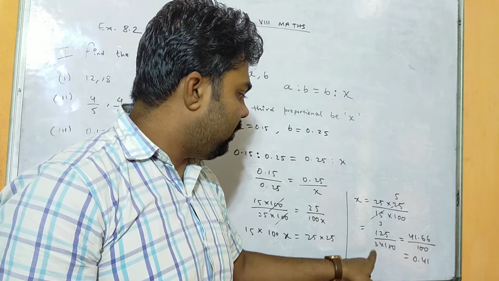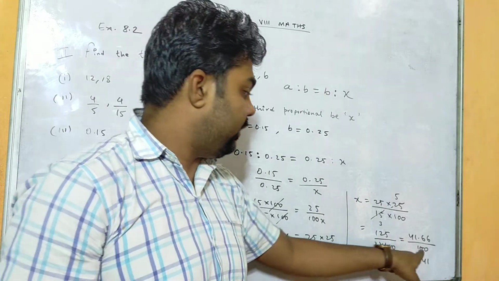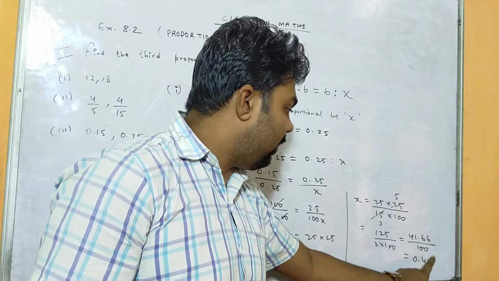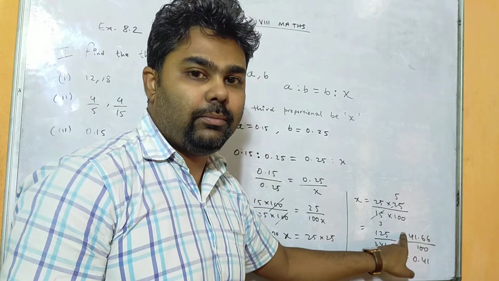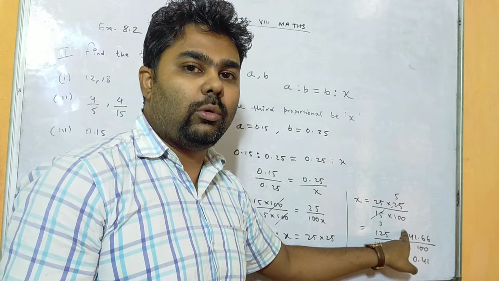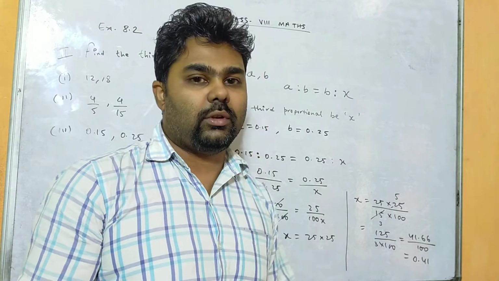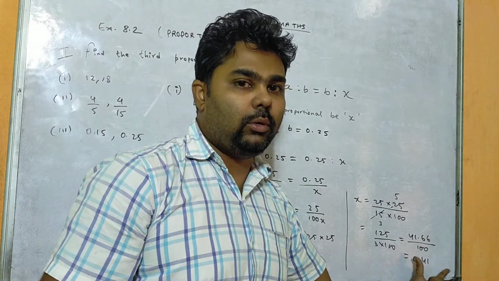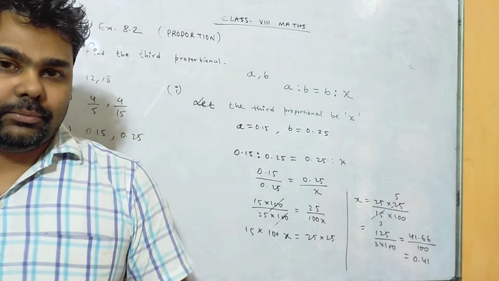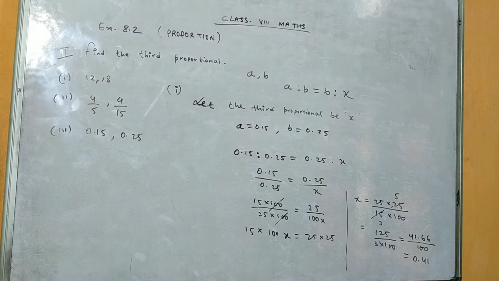So 125 by 3, when you divide, you will get 41.66 and we have 100 down. Now these two zeros, you put point after 2 digits here. Okay, that means the answer will be 0.41. So this is our required answer. The question was in decimal, so the answer should also be in decimal. Okay, do not leave it in fraction. So similar type of questions we have in our exercise book. So those decimal questions you will be solving by yourself.